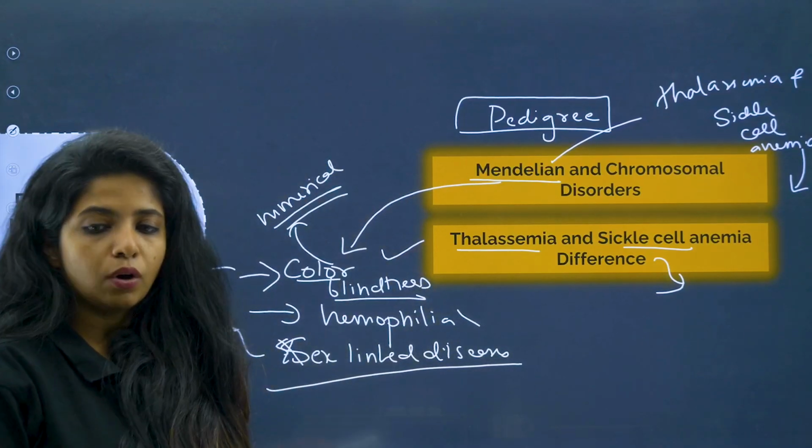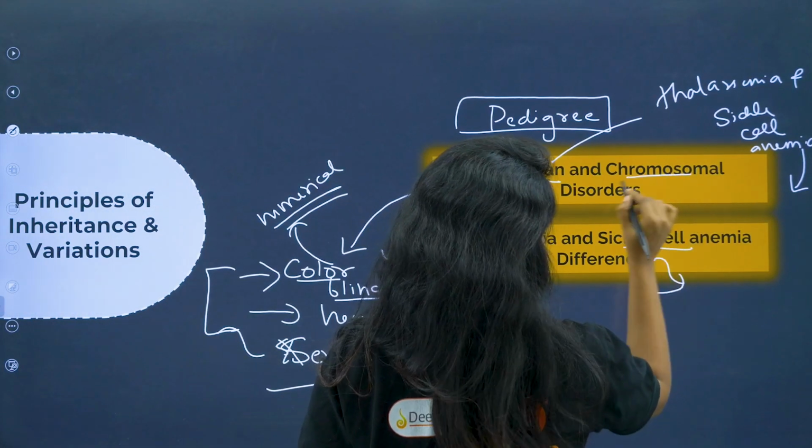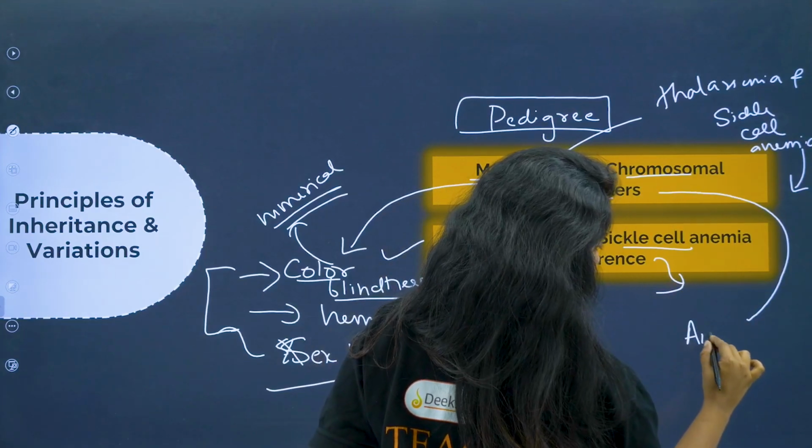So my dear children, over here in chromosomal disorders, there is something like aneuploidy.